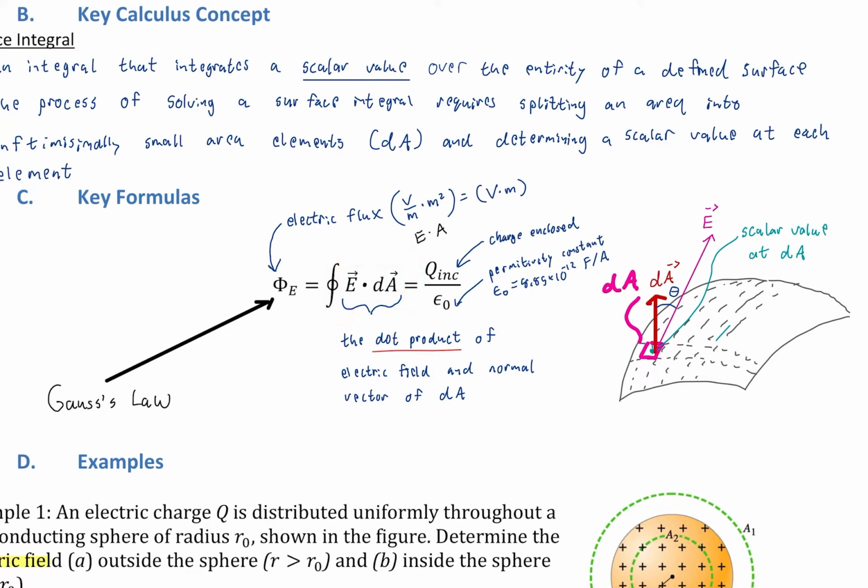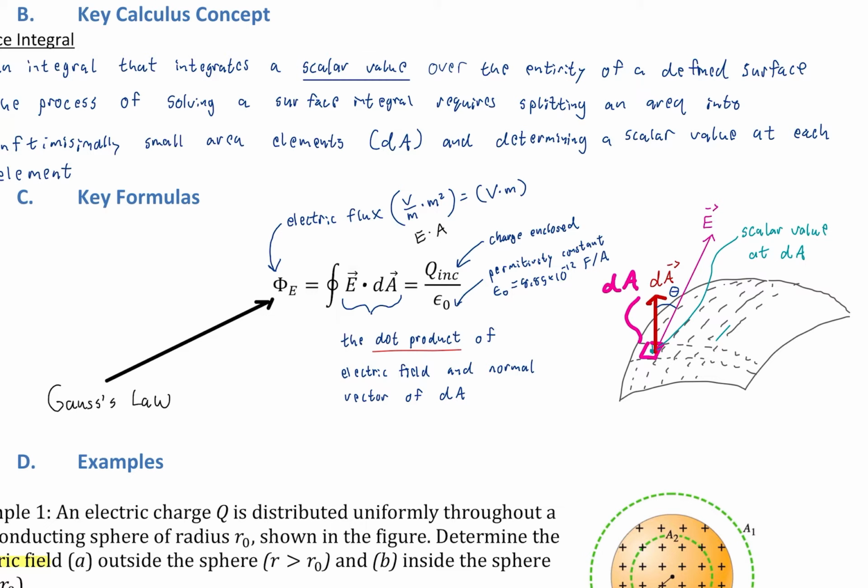The dot product gives us the component of the electric field that's parallel to the normal vector of the area element. That's the purpose of a dot product. And the result of the dot product is, of course, a scalar, right? It's just a value, the value of the output at this particular point. The scalar value at dA. That's the output of the dot product.